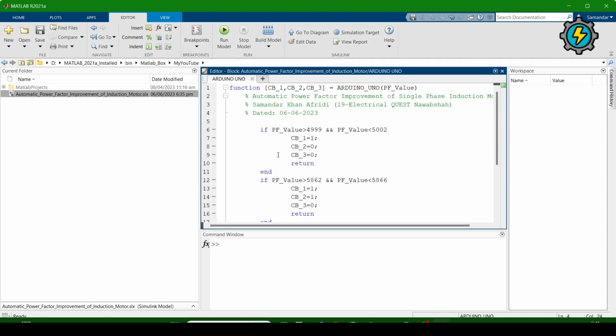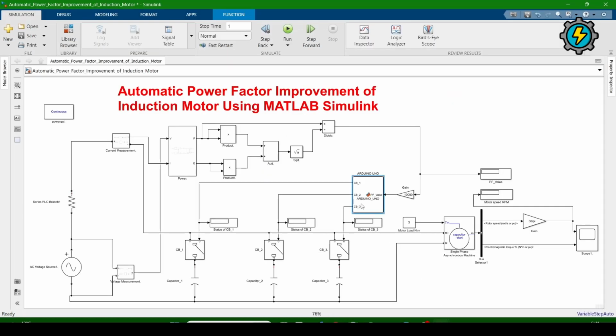So now we will understand the working. We will go to the simulation again, and first we will check what the power factor of the induction motor is if we do not connect any capacitor bank. So first I am commenting out these circuit breakers with capacitors.